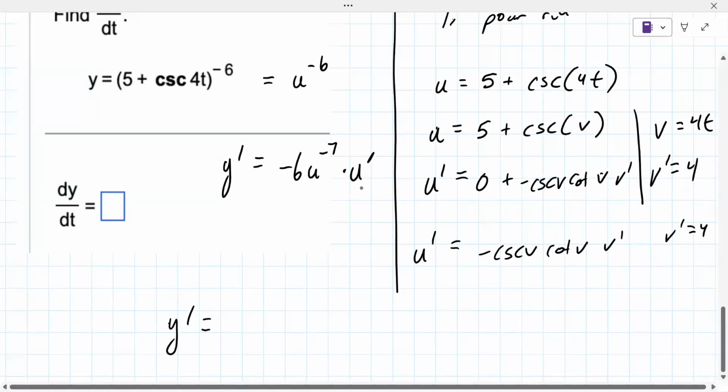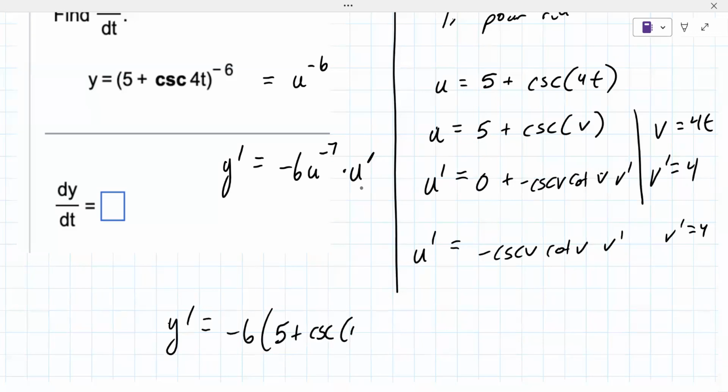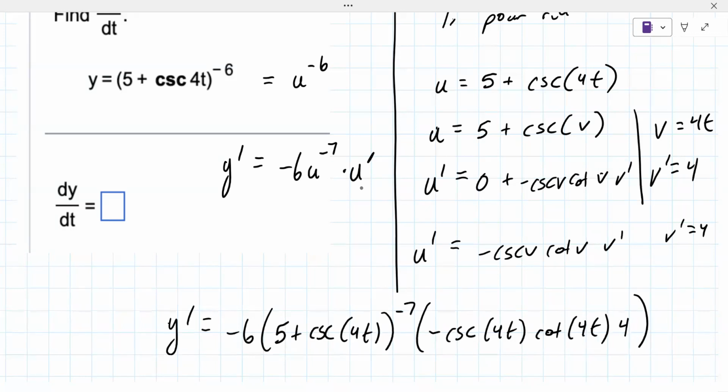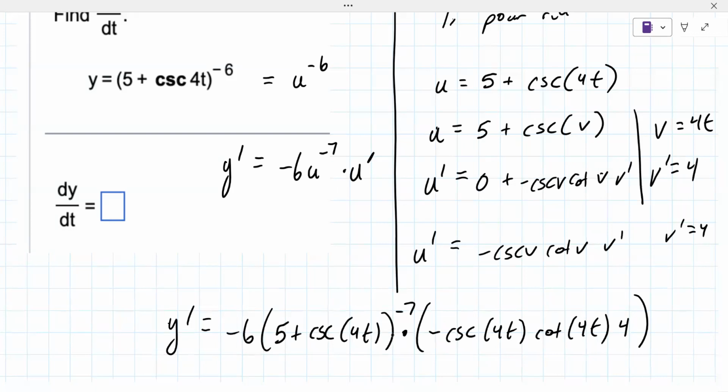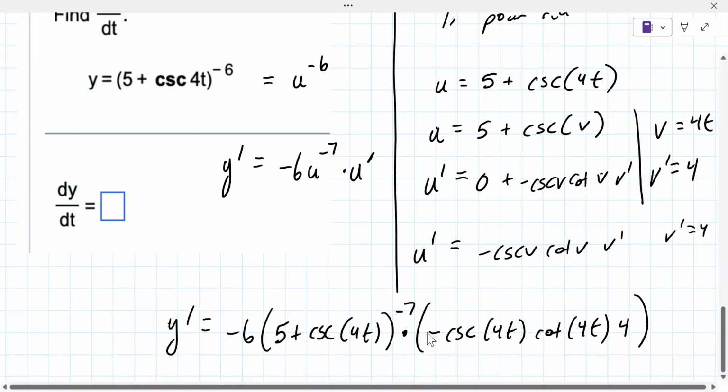So it's -6u, where u is 5 plus cosecant 4t, to the minus 7 power. U prime is minus cosecant v. Now instead of v, I'm going to put the 4t in. Cotangent, instead of v, I'm going to put the 4t in. V prime is 4. And there's your final answer. And just to be clear, these are multiplying. This just happens to be a negative there.